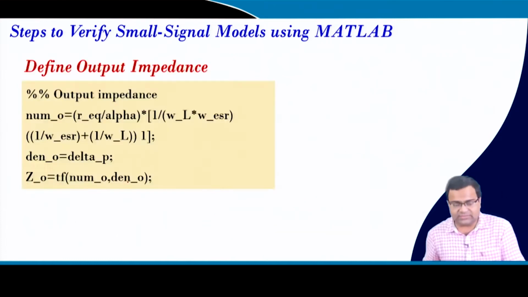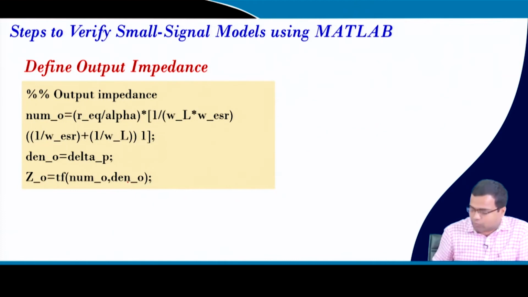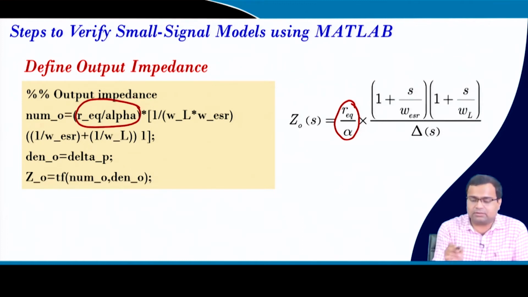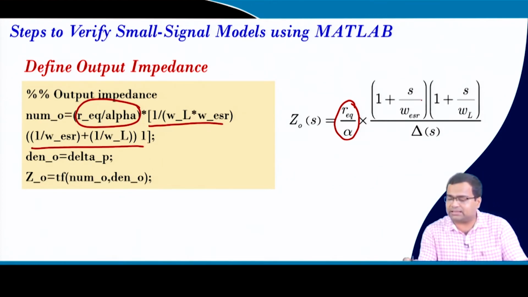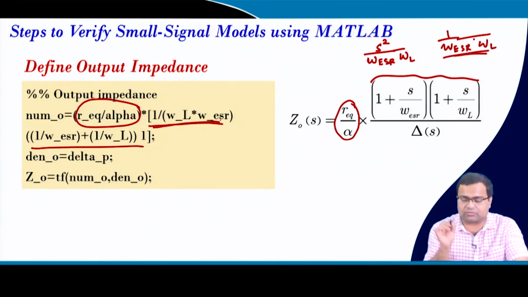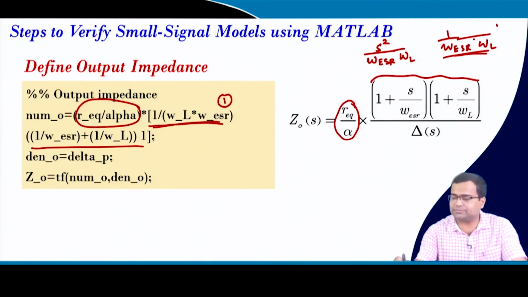Next, define output impedance. What is the output impedance expression? It is R equivalent by alpha, which is written here. This line is a continuation. So, the first thing, if you multiply this quantity, what will we get? If you write this down, it will be S square by omega ESR into omega L. That means the coefficient will be 1 by omega ESR into omega L, and this is the first coefficient.